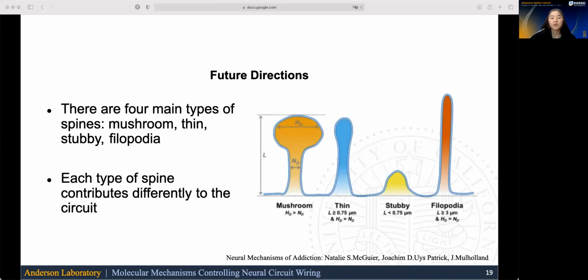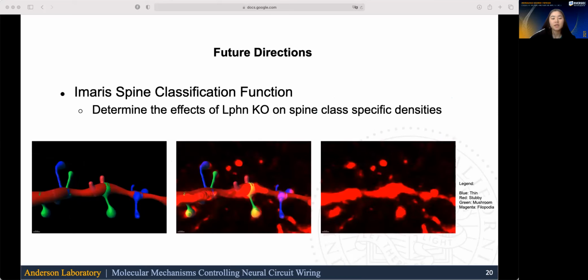In general, there are 4 main morphological classes of spines: mushroom, thin, stubby, and filopodia. Throughout neuronal development, spines can change, they can form, they can disappear, and this ability to change is the basis of synaptic plasticity. Since we saw changes in the overall spine density between control and knockout groups, we wanted to see if there were any differences between the spine classes. Different spine classes are known to have different strengths and contributions to the overall circuit. By determining the densities of each spine class in the presence or absence of latrophilin 2, we can determine if latrophilin 2 also has the ability to influence the strength of the synaptic connections in the hippocampal and entorhinal circuit.